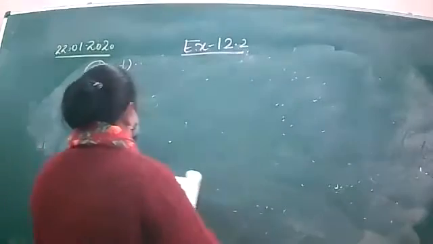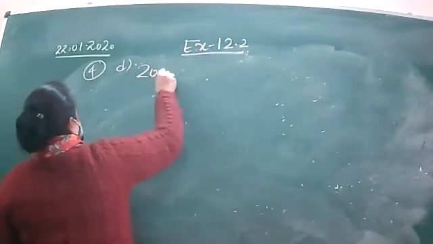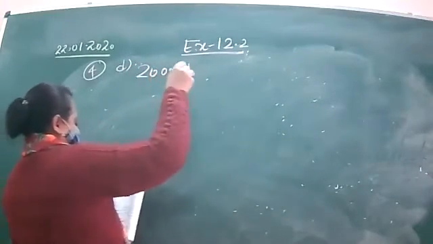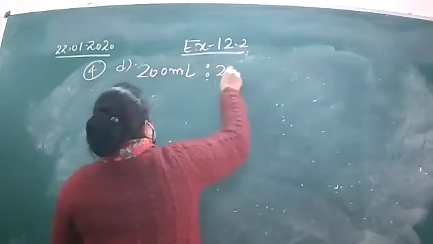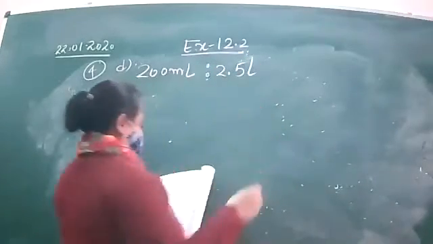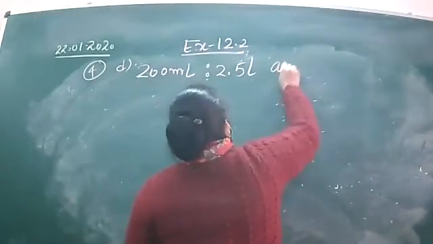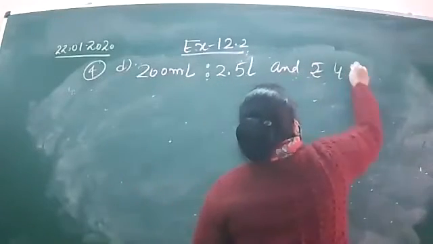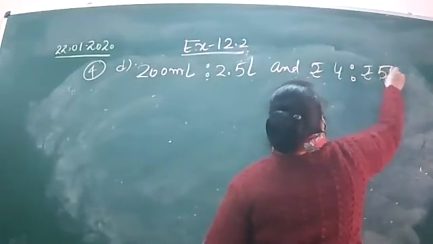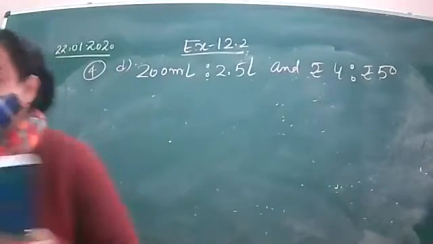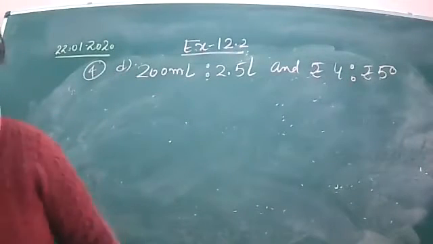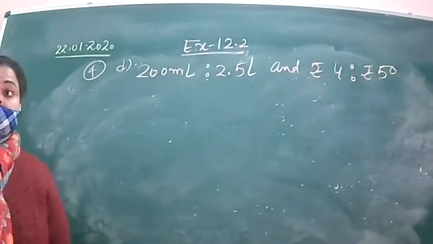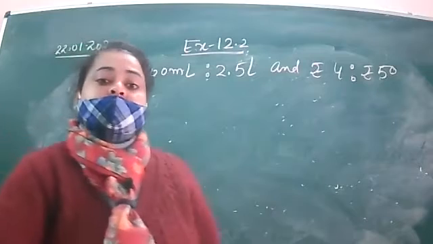Now D part is 200 milliliter ratio 2.5 liter and rupees 4 ratio rupees 50. This is the question. Yes, you can, your wish.